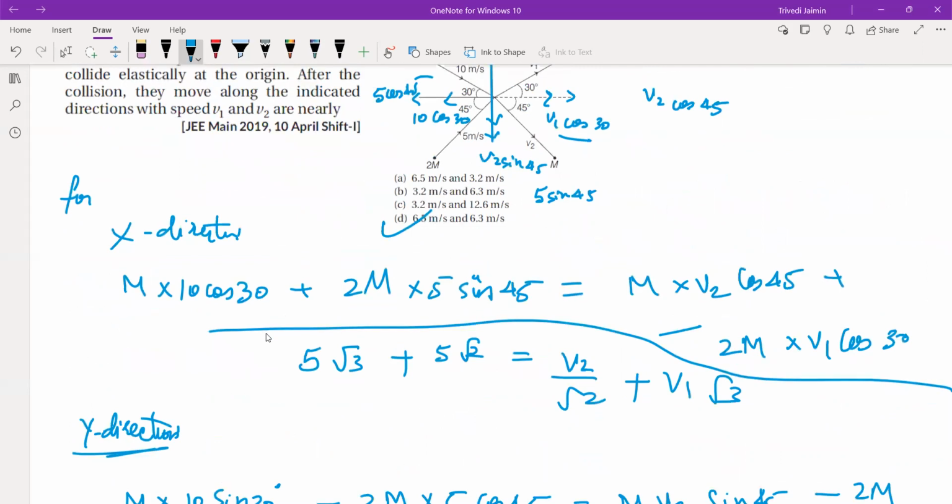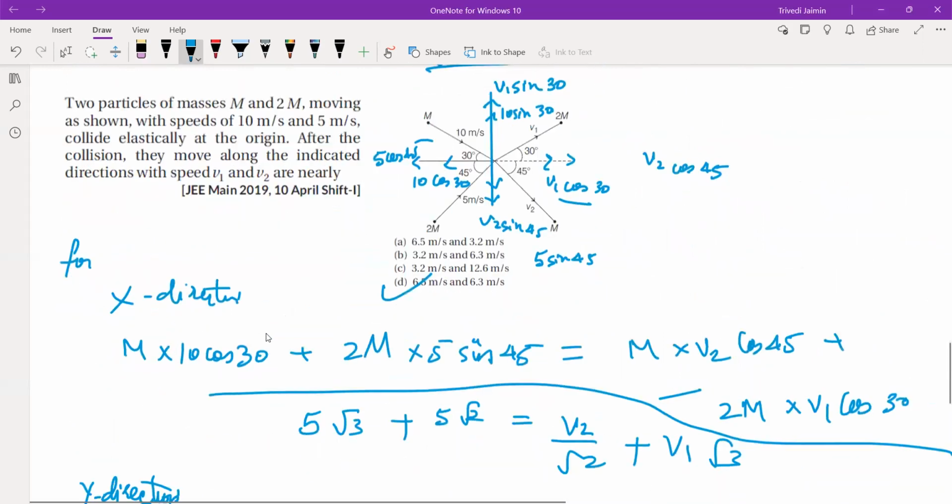This one, like 2 equations 2 unknowns, we can solve that. We solve it later. At least you understood this part, right?